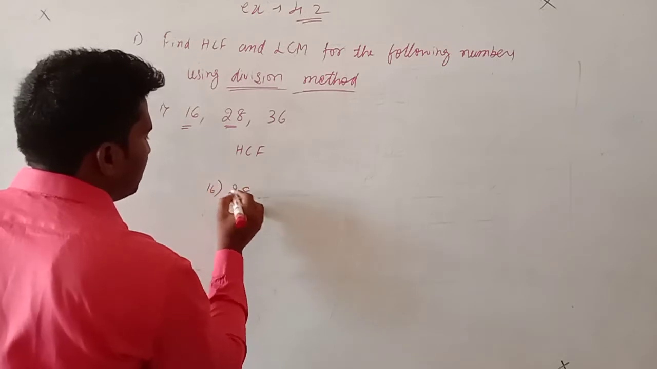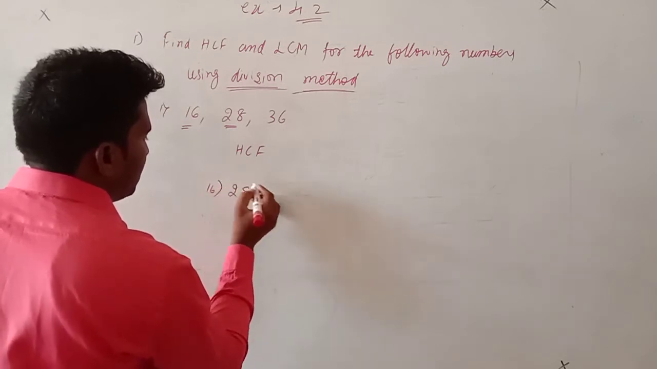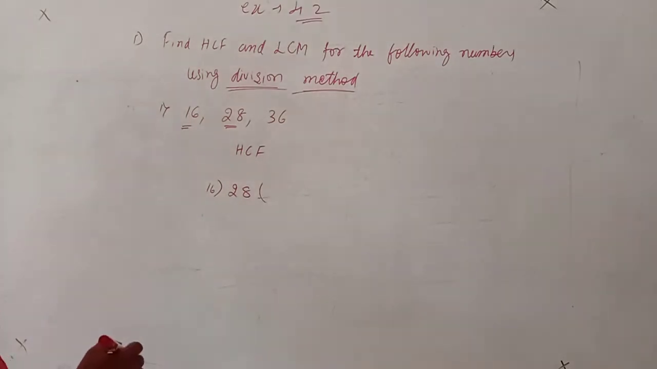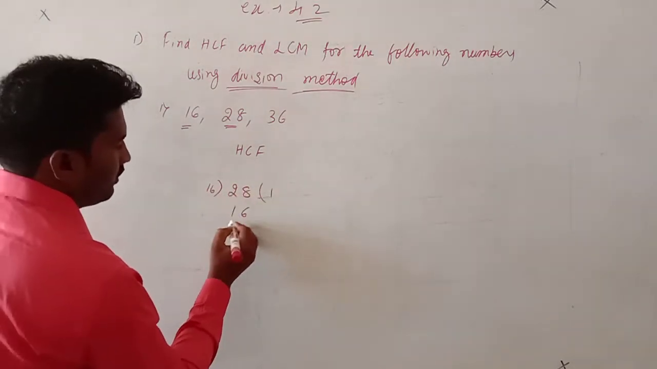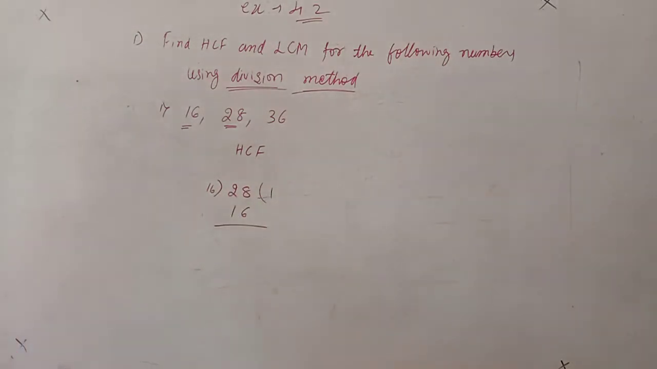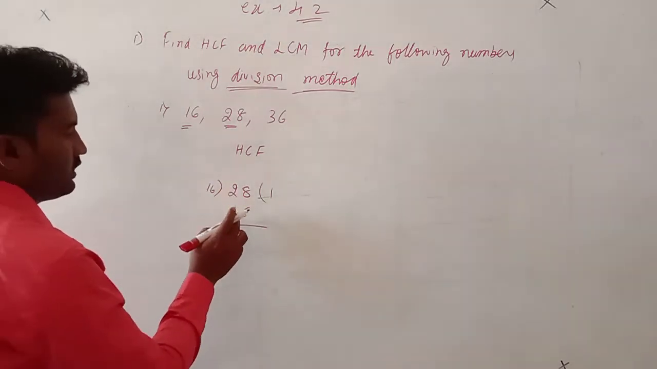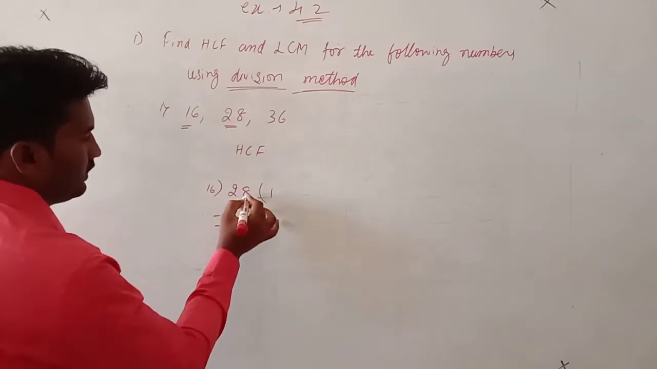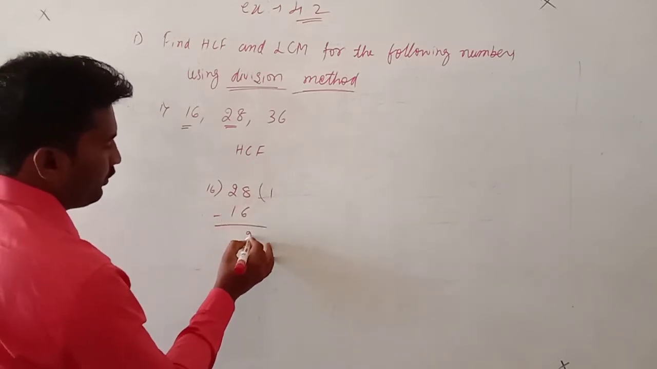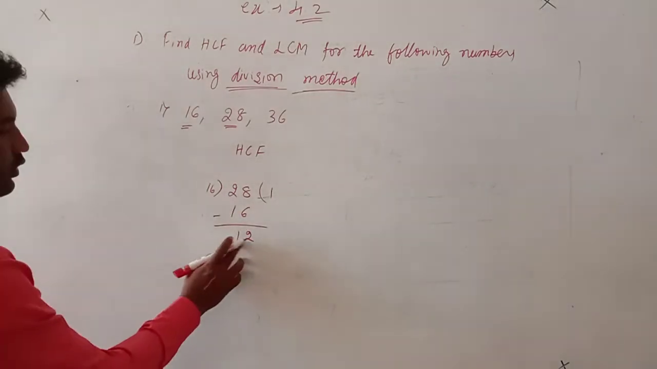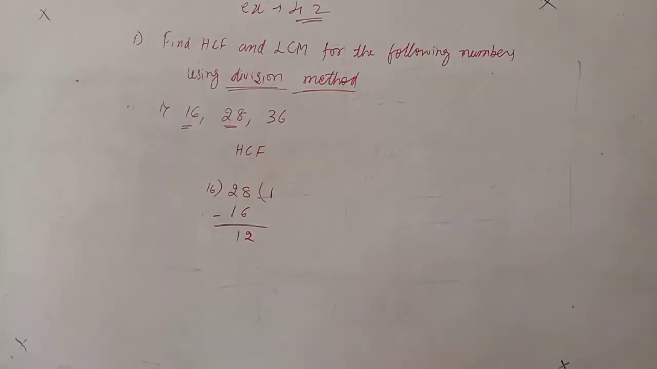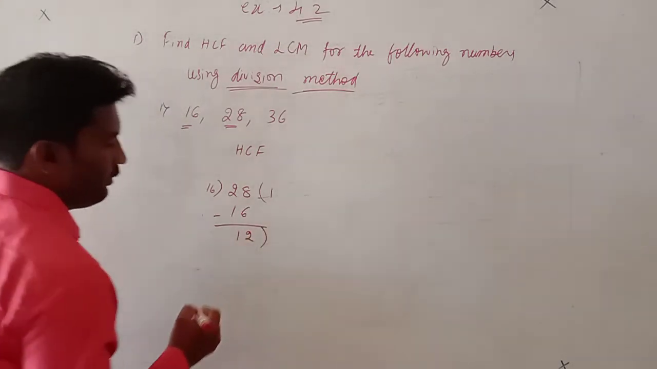So now check it. By the division method, division we can make like this only. 16 ones are 16. When subtracting it, we get 12 as the remainder.